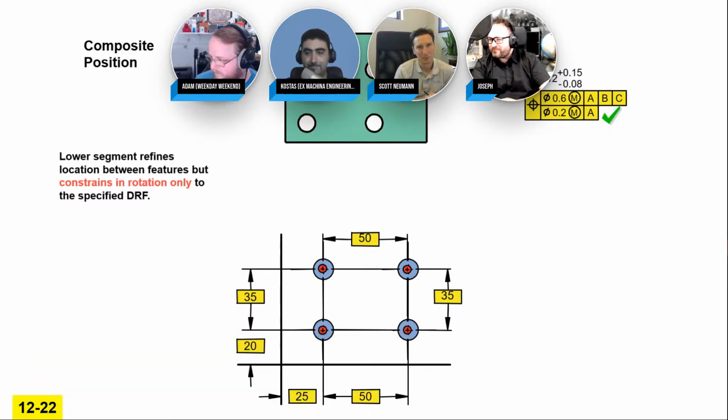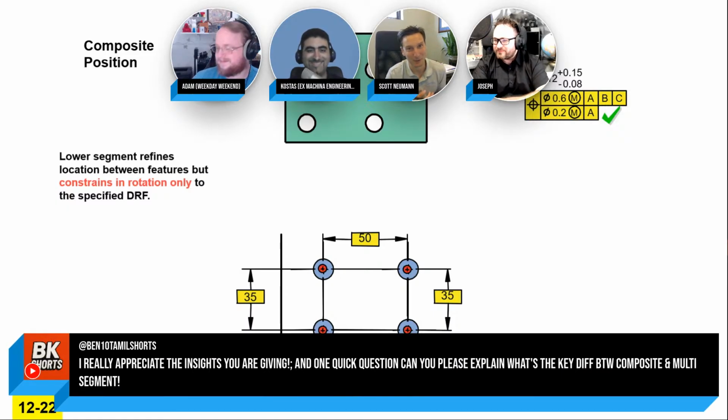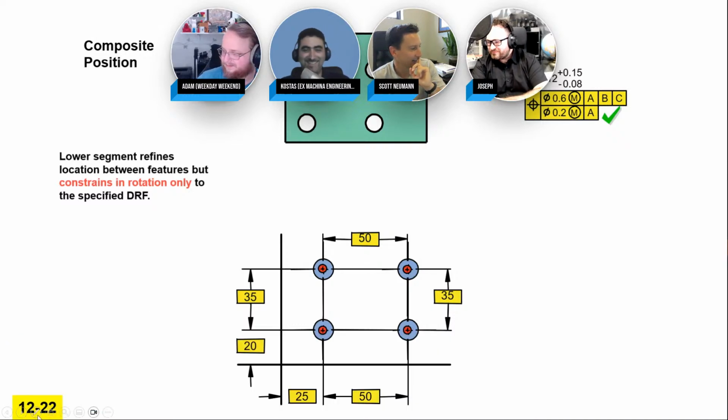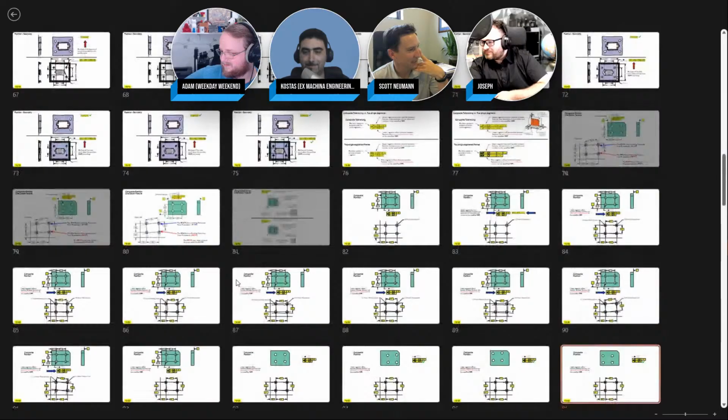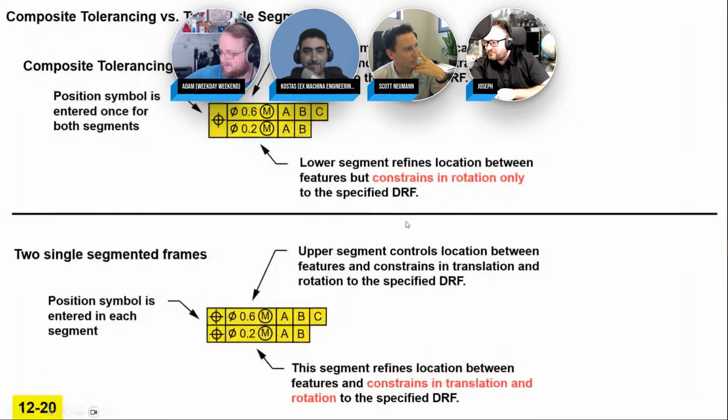That's a good question. Oh boy, that is a good question and a long one. So it could be a long answer to that one. I can give you the short answer, but then it's going to be like, what the heck does that mean? But composite and two single segments don't really start being different until you start adding additional datum features in here.